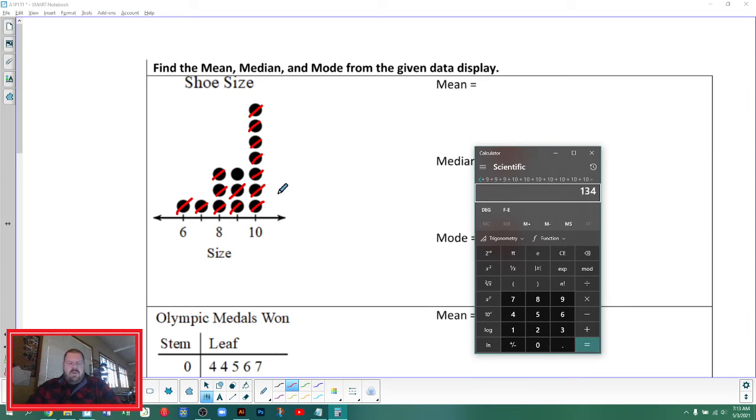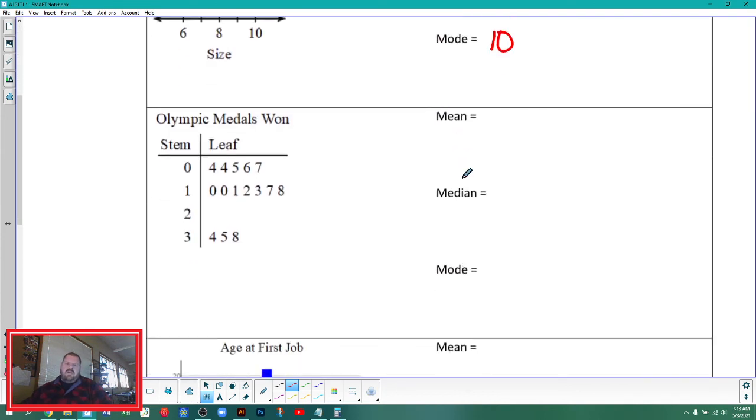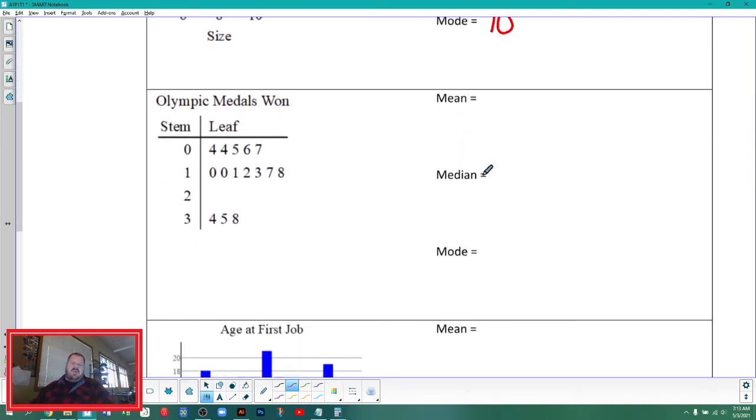All right, so then total wise, that's 7, 10, 13, 14, 15. And so our mean, our algebraic mean, is 8.9. So all 3 measures of center were pretty close to each other. All right, next one. Golden Olympic medals one.